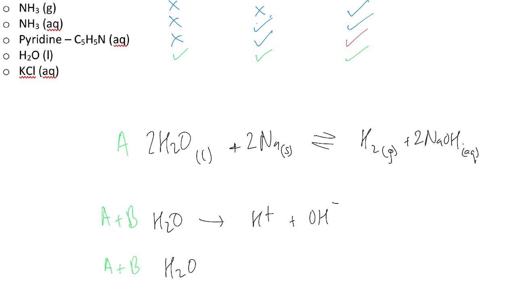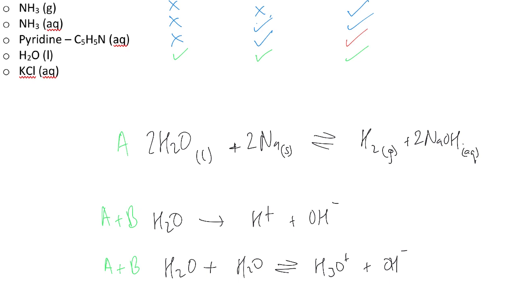Under Bronsted-Lowry, it would also be an acid and a base because it has the ability to react with itself to form H3O plus ions and OH minus ions, which means that it's acting as an acid and a base, accepting and donating a proton.